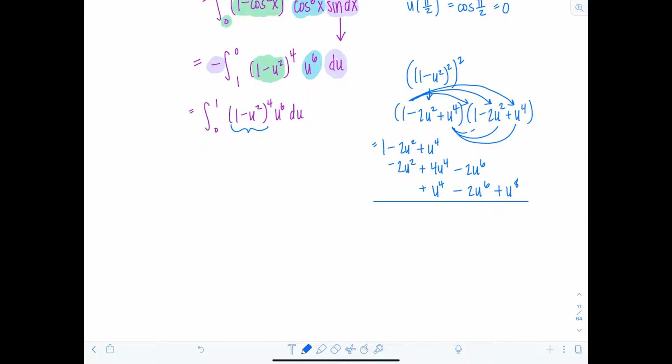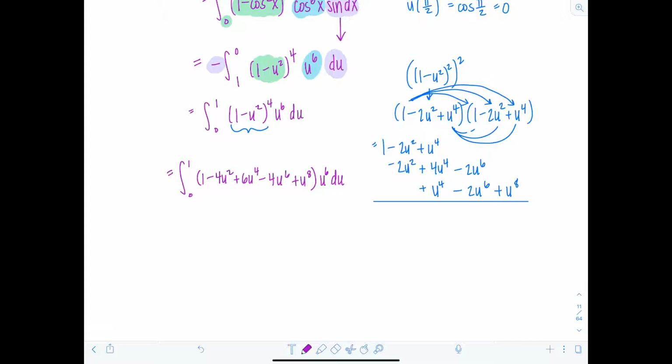And then cleaning everything up, I'll just put it all over here. So I have 0 to 1. This is going to give me 1 minus 4u squared plus 6u to the 4th minus 4u to the 6th plus u to the 8th times u to the 6th du.